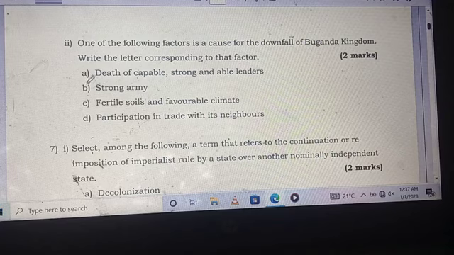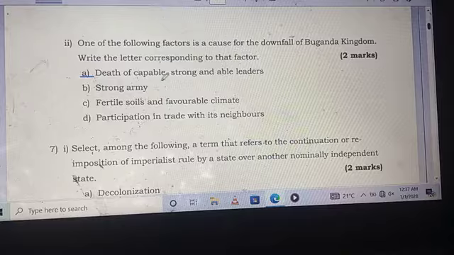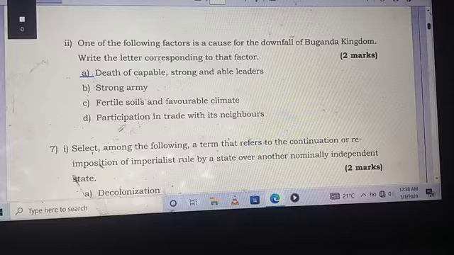The correct answer is letter A, death of capable, strong, and able leaders. Weak leadership contributed to the decline of the Buganda Kingdom.